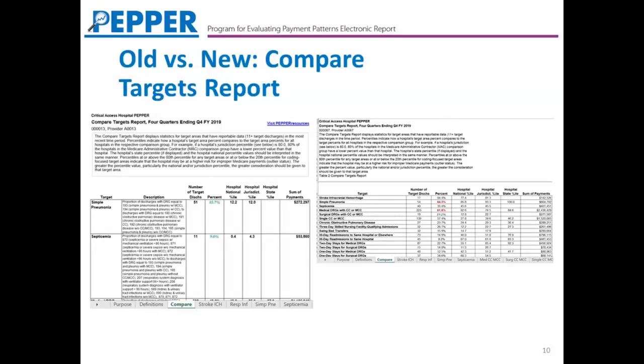The new version on the right side of the screen is much more condensed. It's shorter and easier to look at. If you like to print out the purpose page, it should print out on fewer pages. So other than that, all of the columns are still included there in the Compare Targets report.